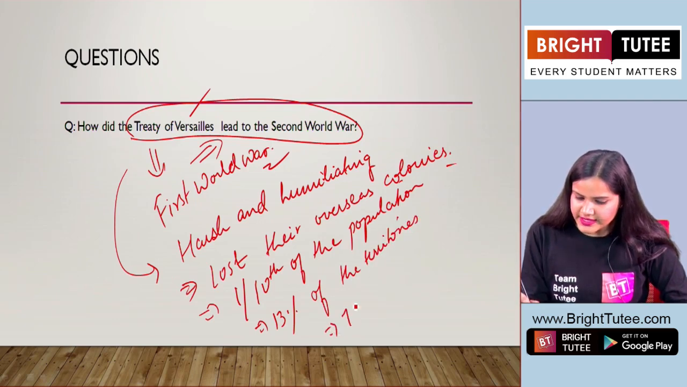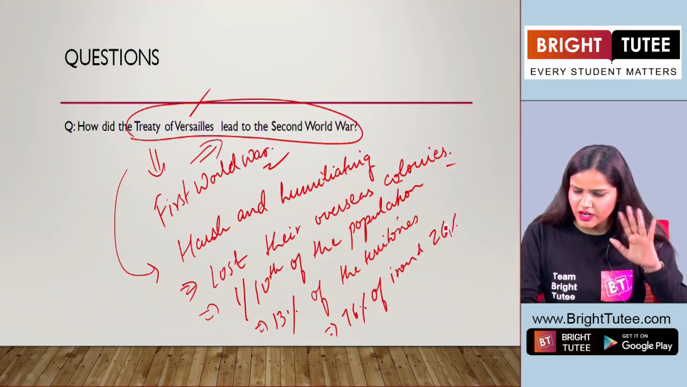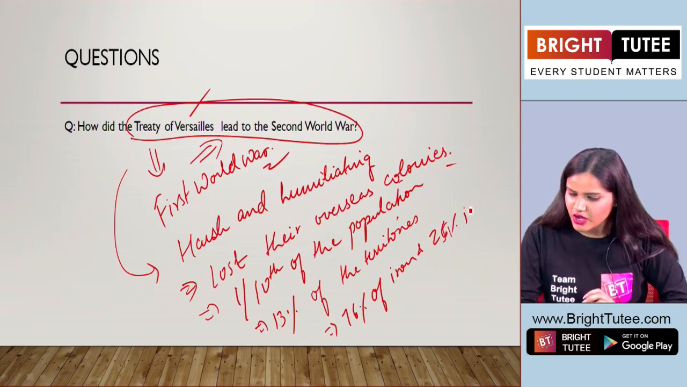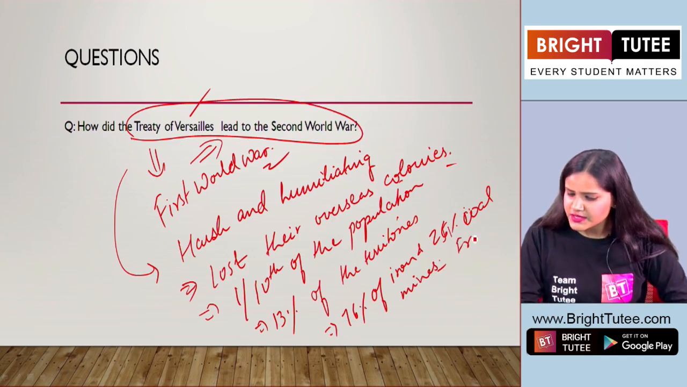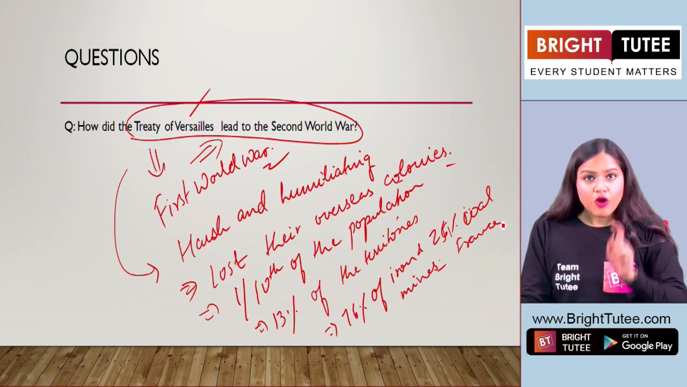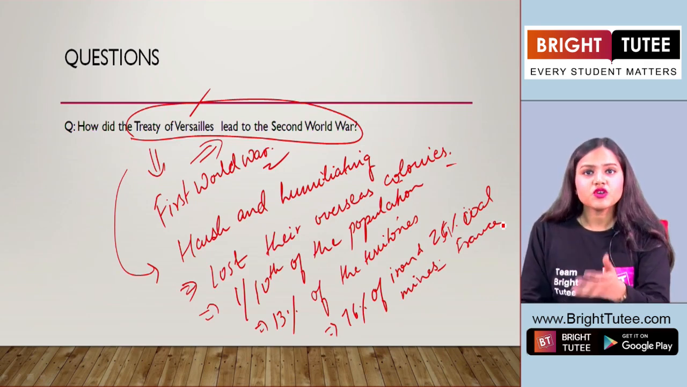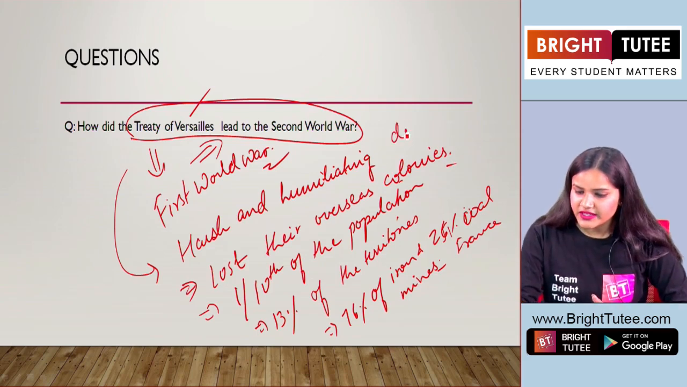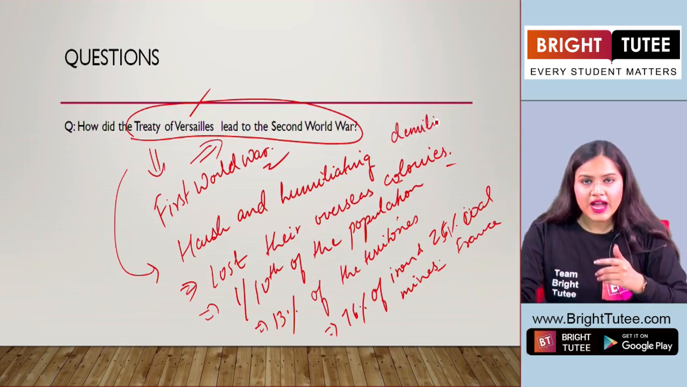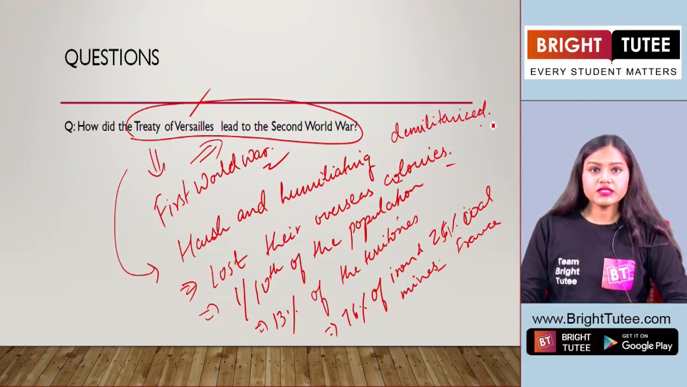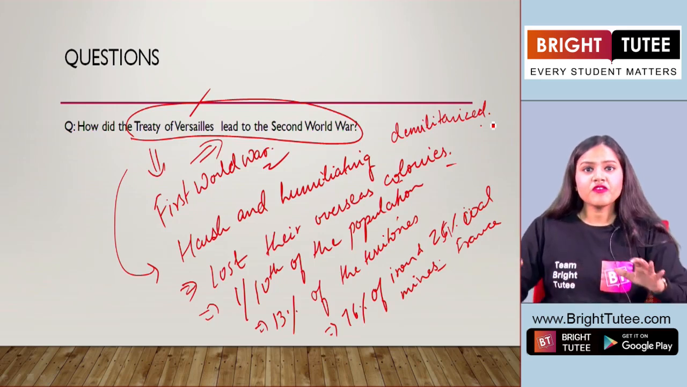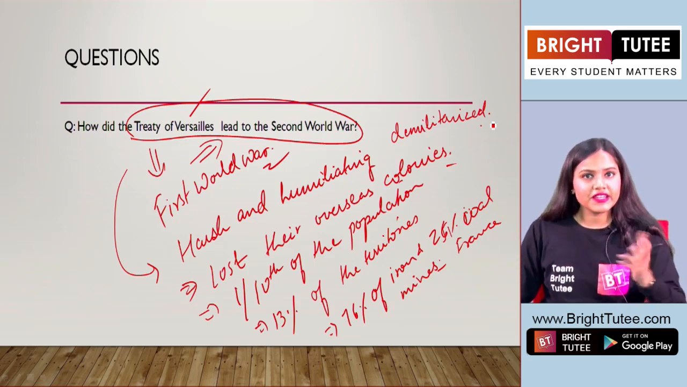Also, 76% of the iron and around 25-26% of coal mines were given to other regions such as France, Poland and so on, right? Also, the regions or areas of Germany were demilitarized, right? So the army was removed from all these areas. Correct, students? We also see that the area of Rhineland was occupied by the Allied groups here.